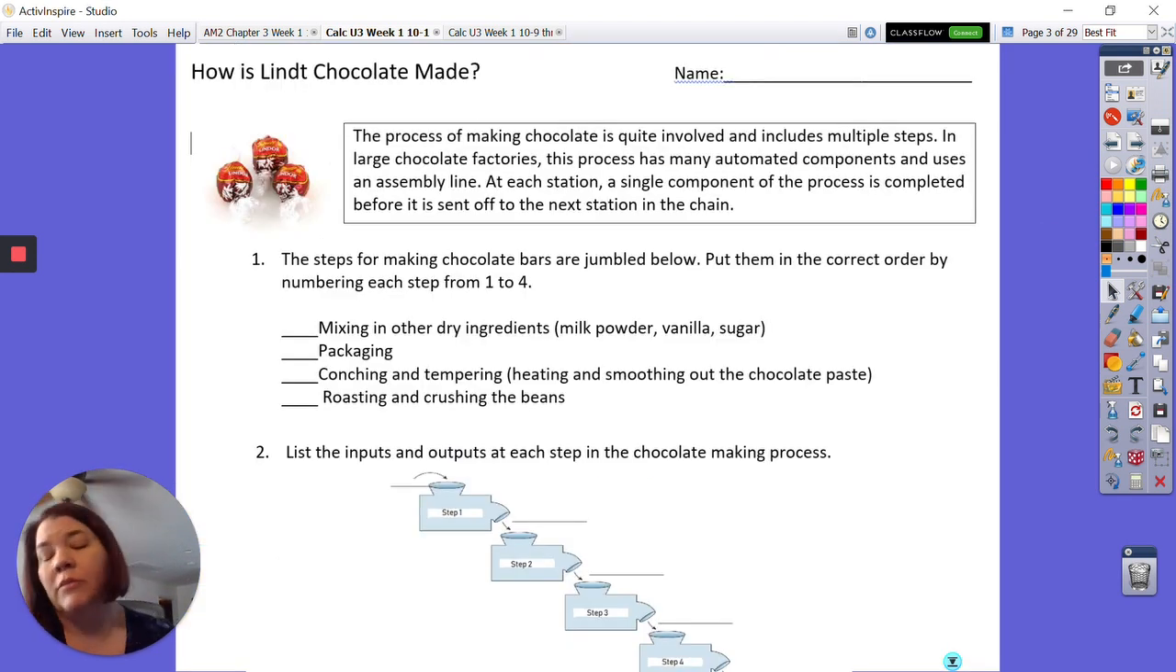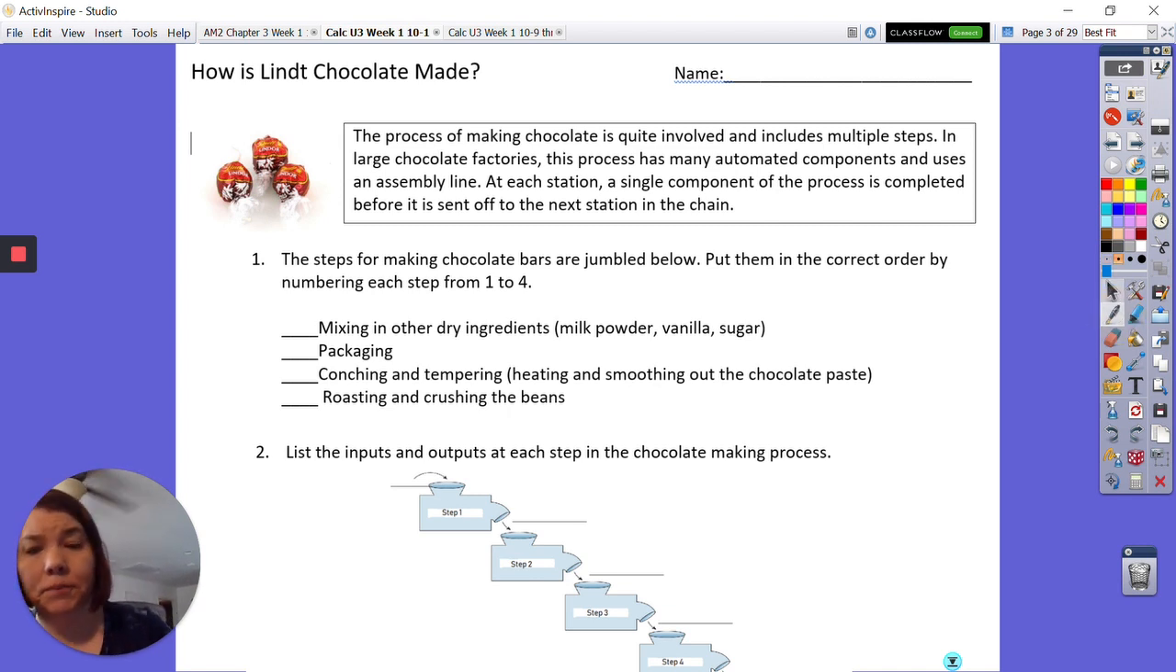So we're going to be talking about chocolate, which is always fun. The process of making chocolate is quite involved and includes multiple steps. In large chocolate factories, this process has many automated components and uses an assembly line. At each station, a single component of the process is completed before it is set off to the next station in the chain. The steps for making chocolate bars are jumbled below. Put them in the correct order by numbering each step from 1 to 4. Mix in other dry ingredients, packaging, conching and tempering, which means heating and smoothing out the chocolate paste, and roasting and crushing the beans.